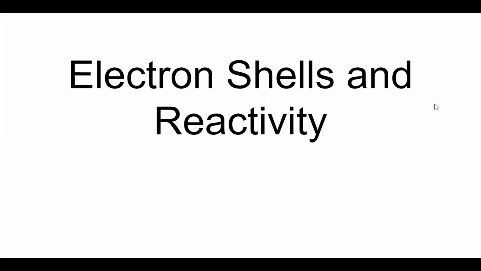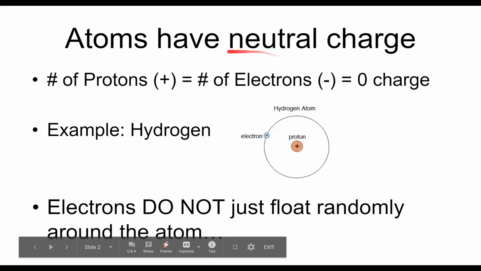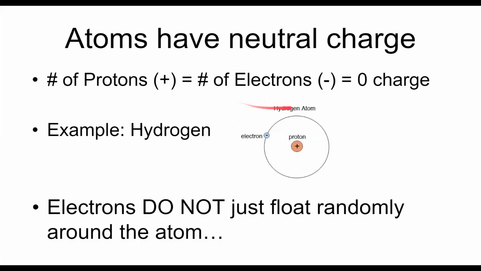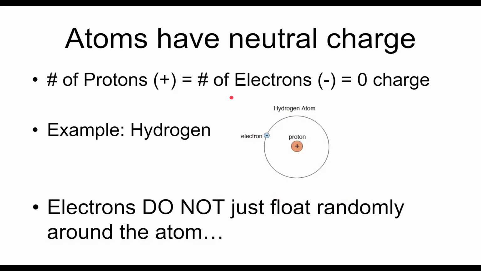So, electron shells and reactivity. If you remember from yesterday, electrons are our negatively charged little particles that don't get to hang out in the nucleus of the atom, right? The electrons don't go in the middle with the protons and neutrons. The electrons go around the outside of the atom. So they have to go in these shells or orbitals that we're going to be talking about in just a second.